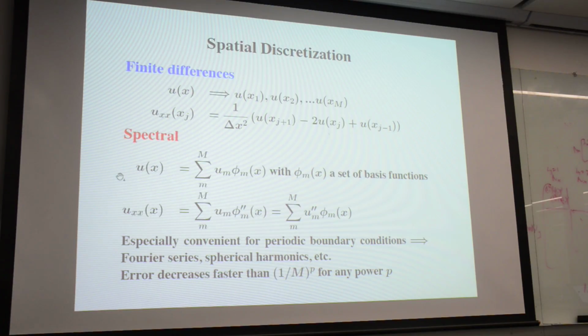Spectral, you represent your functions as coefficients of basis functions, and when you want to differentiate, you can do that exactly in that you know the derivative of the basis functions. The spectral is especially convenient for periodic boundary conditions where derivatives are diagonal operations, where you can use Fourier series, or in spheres where you can use spherical harmonics.